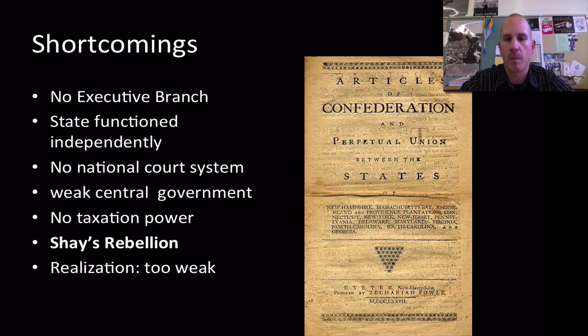At this point, the federal government can only request taxes being paid. They couldn't force the payment of taxes from the states. And Shays and the rest of his farmer buddies really didn't want to pay taxes, and this is why they're going to rebel. So ultimately, the realization is that the Articles of Confederation are simply too weak of a document.